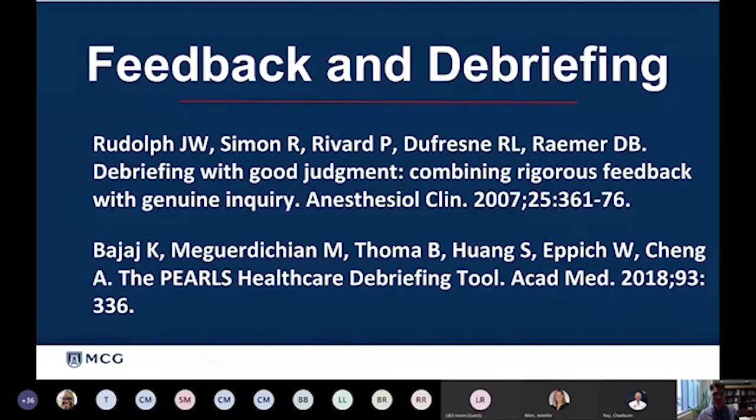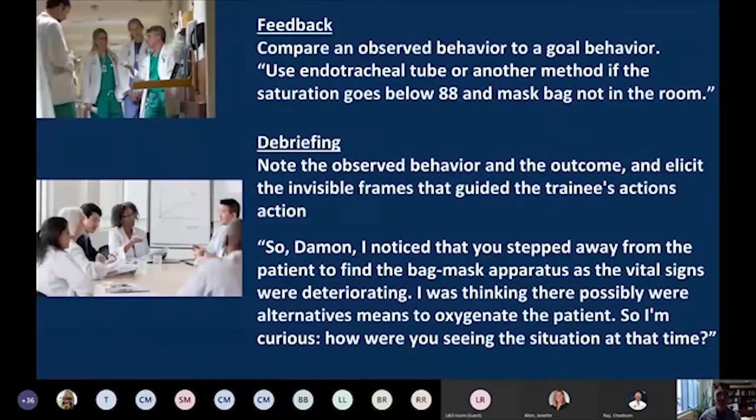So this is a really good article by Rudolph that walks through some of the differences between feedback and debriefing. And from my perspective, the real difference is that with feedback, there's a goal behavior, and then there's an observed behavior. And part of your job giving feedback is to point out the discrepancy and what you think they need to do to get closer to the goal behavior. So there's an explicit goal, there's an observation, and then there's a comparison.